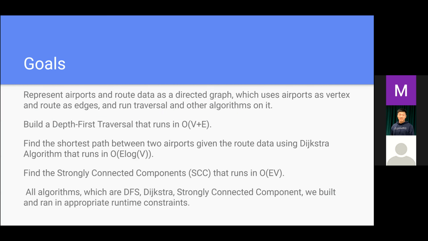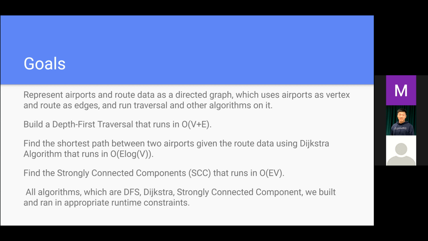So our goal for this project is to help people who need to travel by air to find the shortest path between the source airport and destination airport. The idea is that we represent airports and route data as a directed graph, which uses airports as vertices and routes as edges, and run traversal and other algorithms on it.